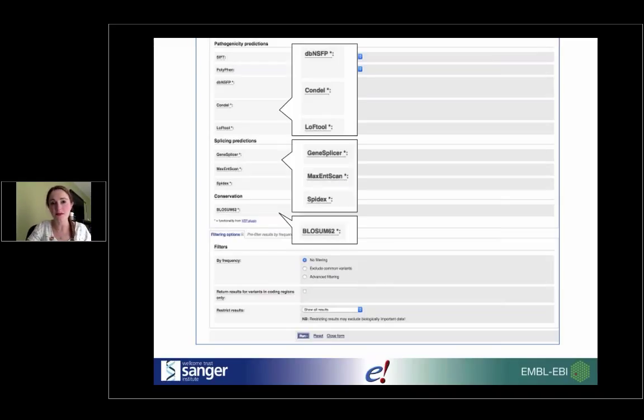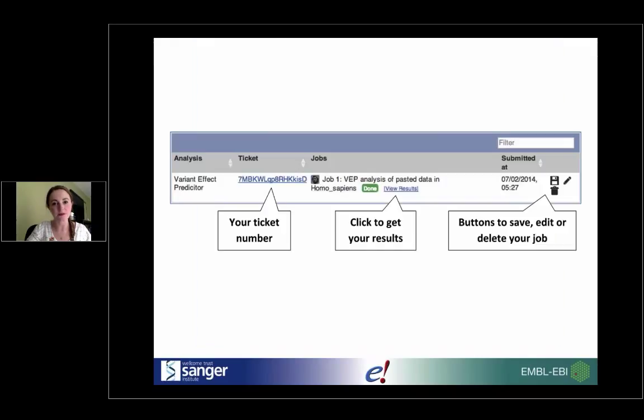But again, we've got some things in here that are new. So we already had SIFT and PolyPhen, but dbNSFP, Condel, and LoFtool are all new and have come in as plugins. The splicing predictions have all come in as plugins, and also conservation scores have come in as a plugin as well. So we've got this extra functionality added so you can work with your VEP data.